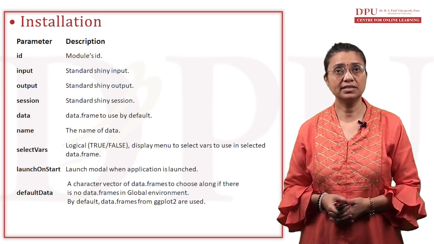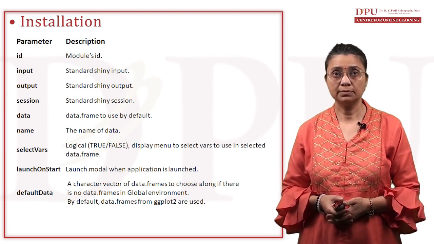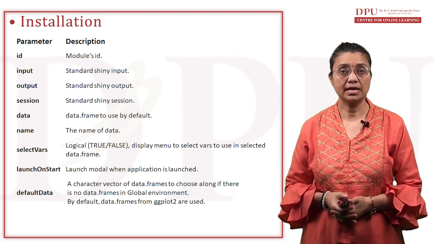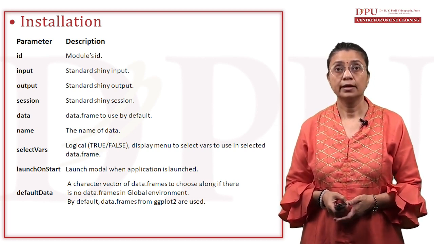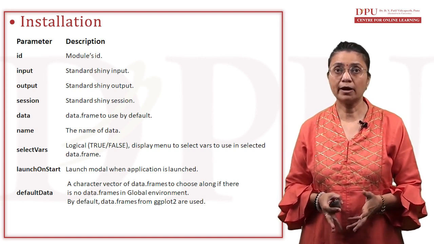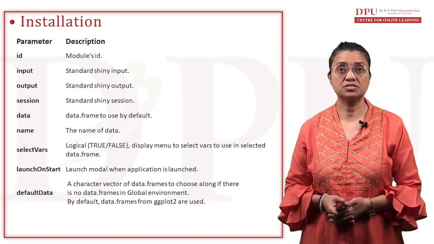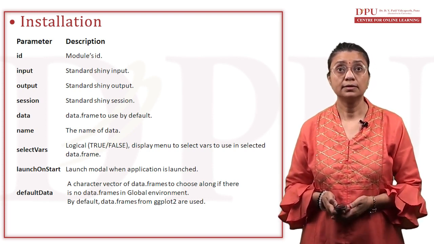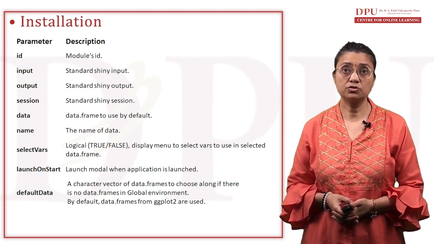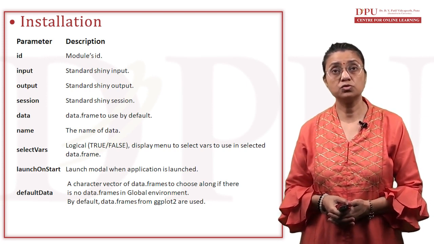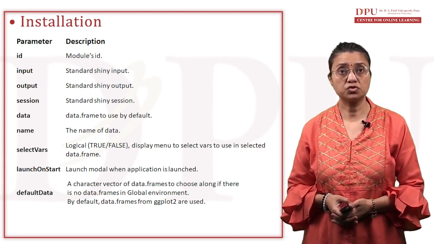Now we have to understand certain parameters for the installation. So let's have a look at this table. On the left-hand side I have the parameters, and on the right-hand side I have the description of the parameters. id means module ID, input means standard Shiny input, output means standard Shiny output, session means standard Shiny session, data is the data frame to use by default, name is the name of the data, selectVars is a logical TRUE/FALSE to display a menu to select variables to use in the selected data frame, launchOnStart launches the modal when the application is launched.